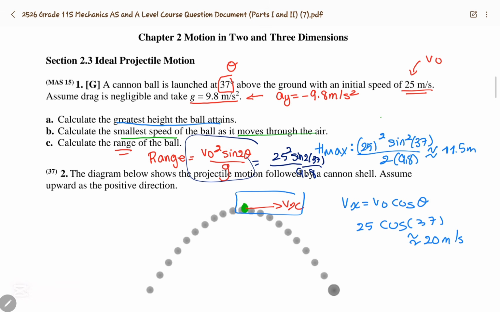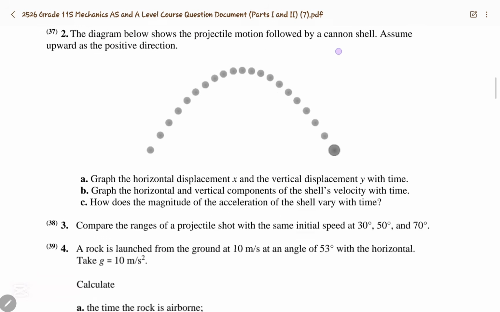So put it on your calculator: 25 squared times sine 2 times 37. Both the 2 and the 37 need to be inside the brackets. Divided by 9.8, I got an answer of 61.3 meters. So the maximum x displacement, or the maximum range, is 61.3 meters. That's it for question number 1. We'll now move on to question number 2.